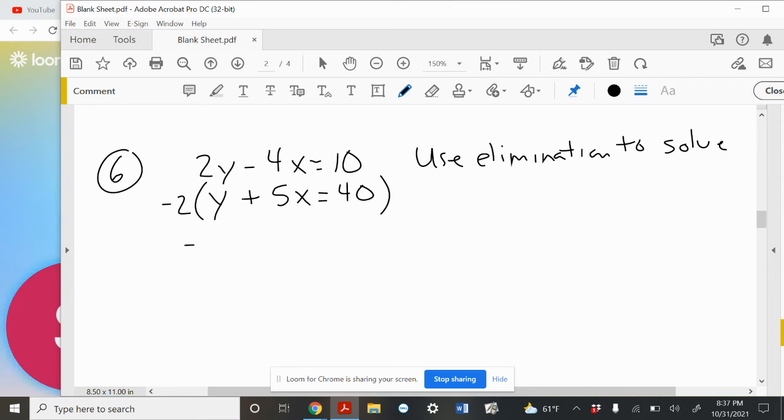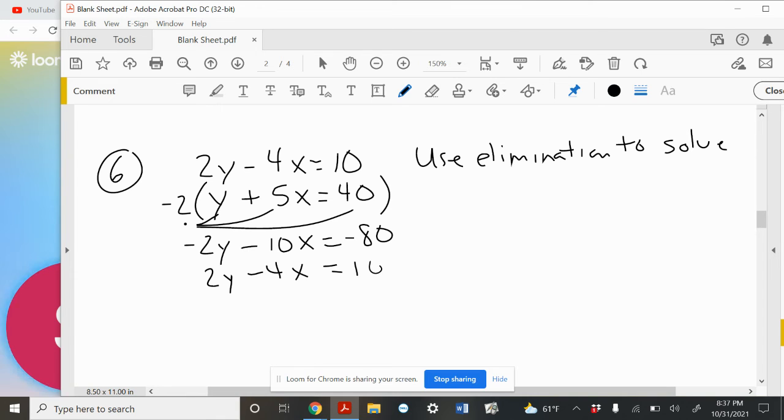Now, why am I going to do that? If I multiply it through, remember that I have to multiply it by every single term there, all 3 of the terms there, minus 10x equals negative 80. And then I'm just going to rewrite the first equation as it was. And now I'm going to add those two together. Now you'll notice, of course, the negative 2y and the positive 2y cancel. This becomes negative 14x equals negative 70.